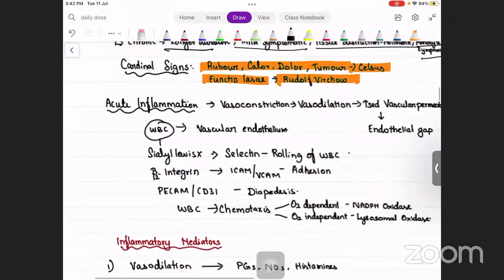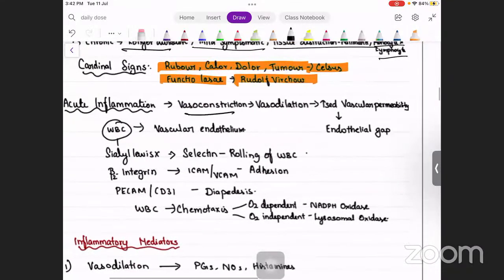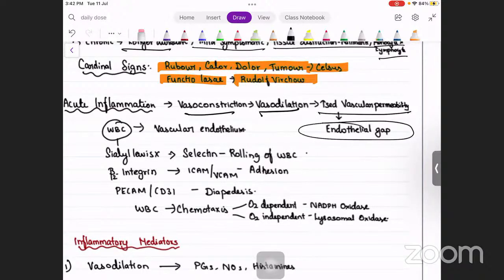So in acute inflammation, you see initially vasoconstriction, followed by vasodilation, followed by increased vascular permeability, and then you see the endothelial gap. So vascular endothelium and endothelial gap. So WBC will leak out and seal that. So what type of protein will mediate the migration?